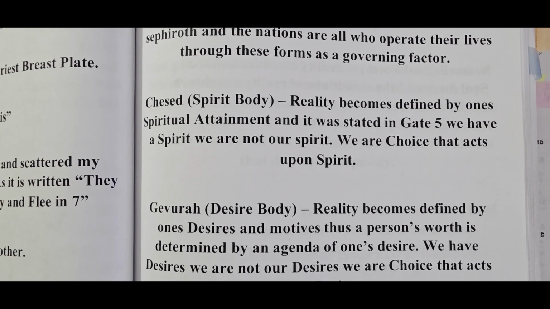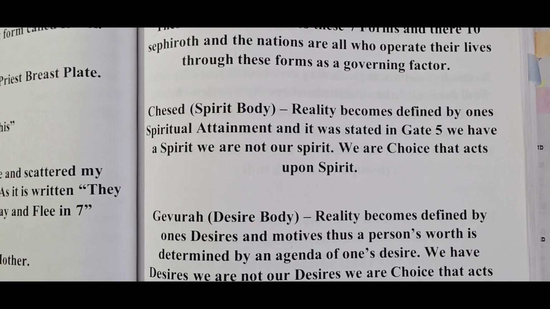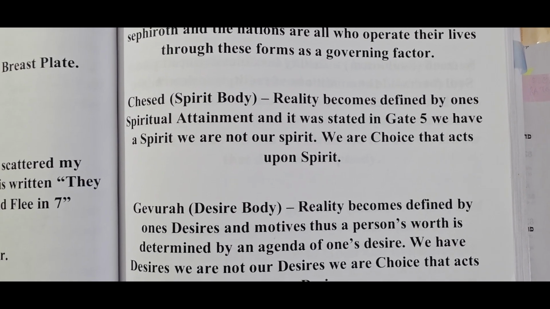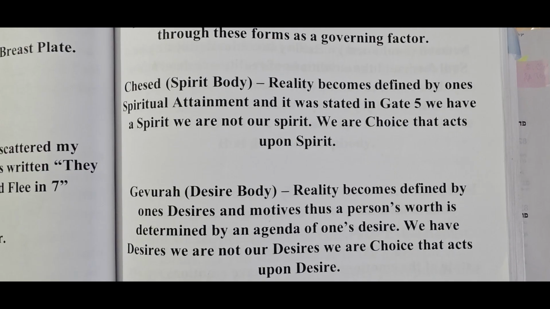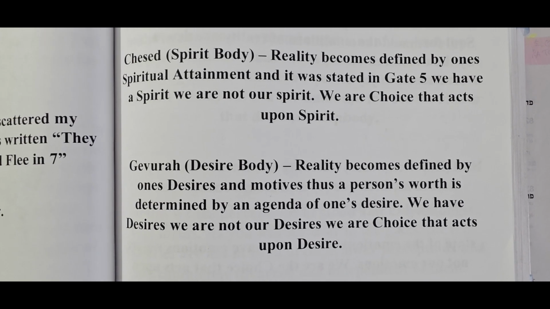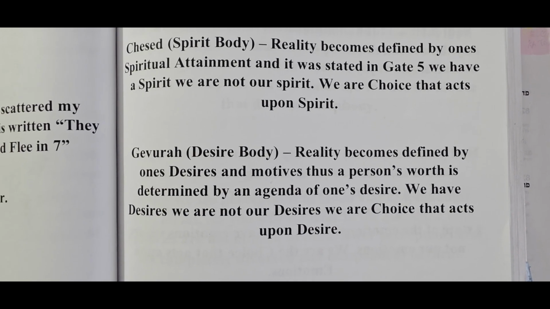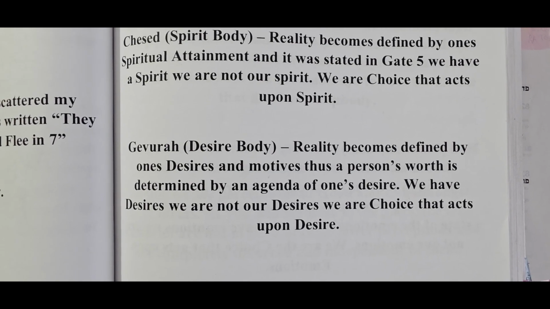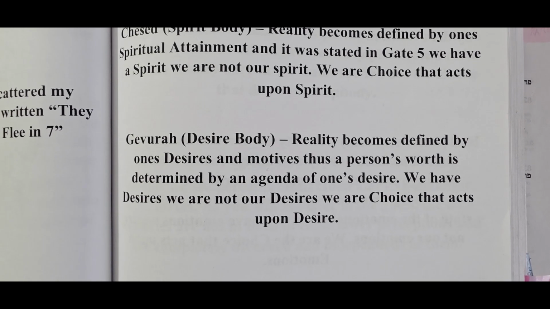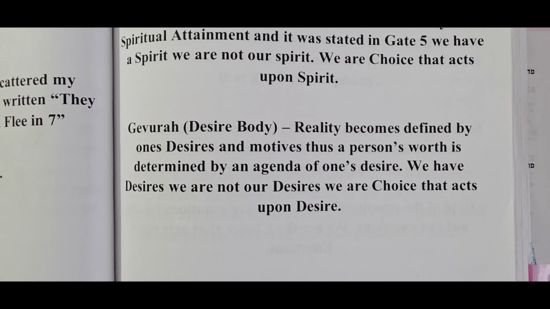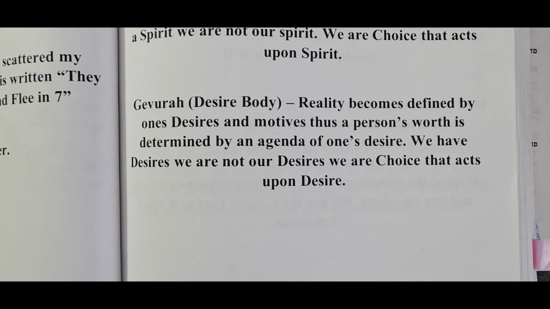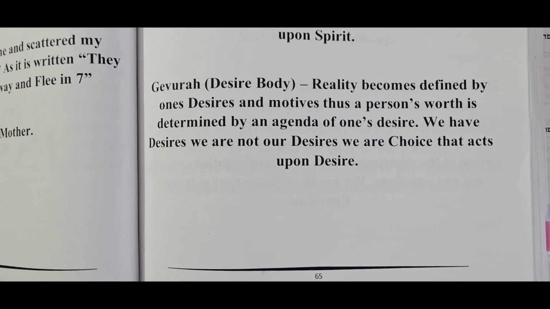Chesed, spirit body. Reality becomes defined by one's spiritual attainment, and it was stated in Gate 5, we have a spirit, we are not our spirit, we are choice that acts upon the spirit. Gevura, desire body. Reality becomes defined by one's desires and motives, thus a person's worth is determined by an agenda of one's desire. We have desires, we are not our desires, we are choice that acts upon desire.